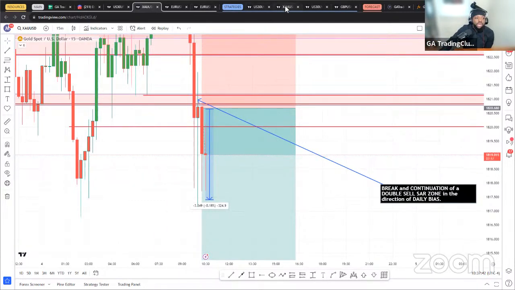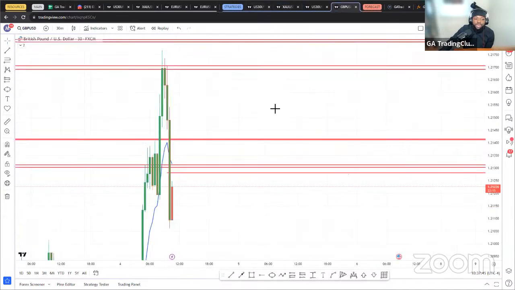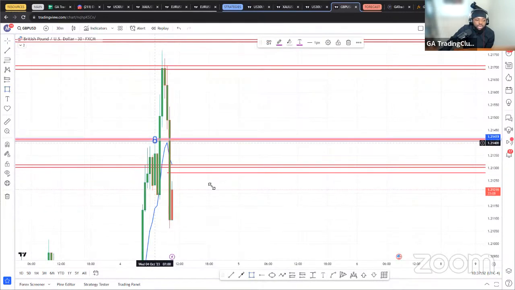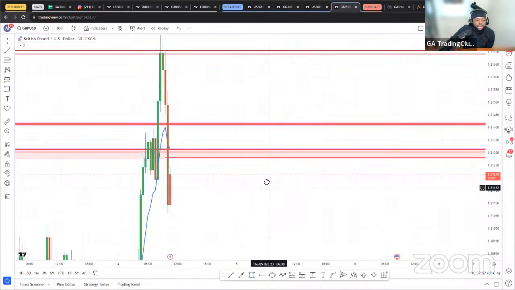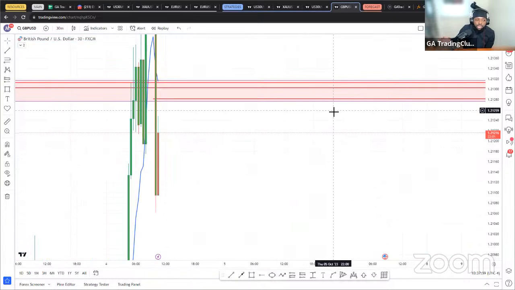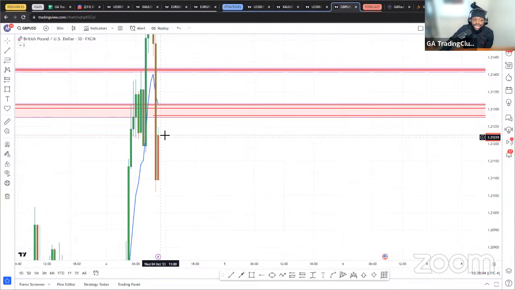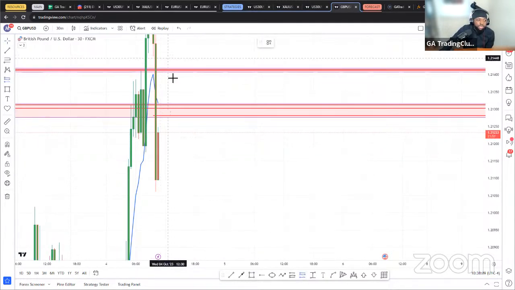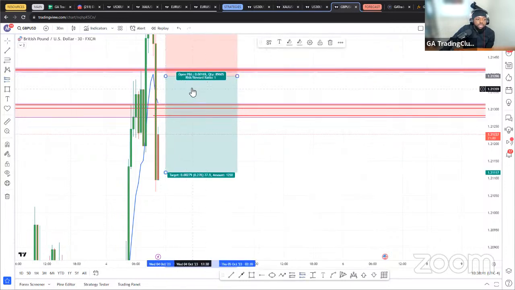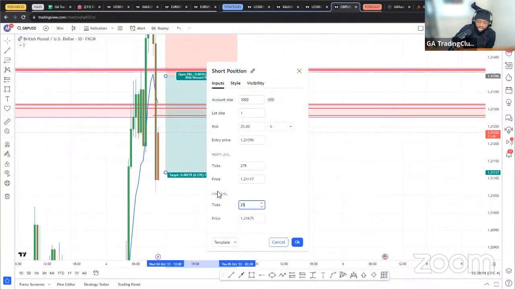So here, if I was to enter GU, I would now focus on these SARs here. So I've already forgotten about the top one because the distance is too far. And we have another setup down here. We have a triple sell SAR. We have a double here. So you ask yourself, it's either break and continuation or test and rejection. So if this 30-minute candle closes below this SAR right here, this would be a break and continuation, right? This would be a break and continuation setup right there.